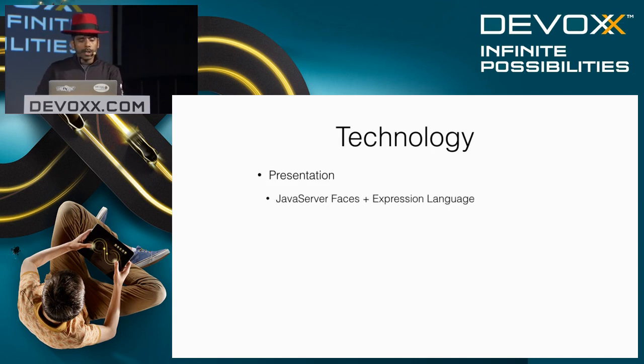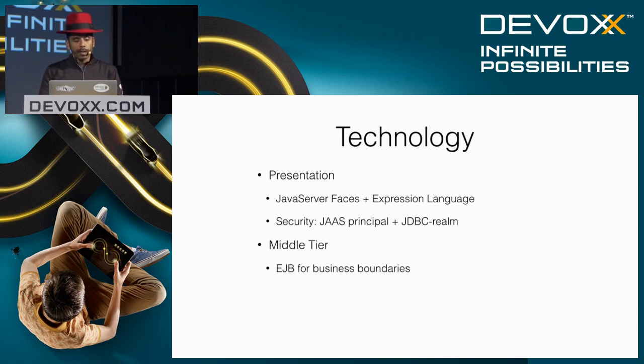So in terms of presentation, very standard Java Server Faces with expression language. So that's how you pull your beans and talk to them directly from the JSF page itself. That's enabled by CDI. In terms of security, we talked about a JAAS principal is obtained at the very beginning and then propagated and connected with the JDBC Realm on the back end. In terms of middle tier, again, we are using EJB for business boundaries.